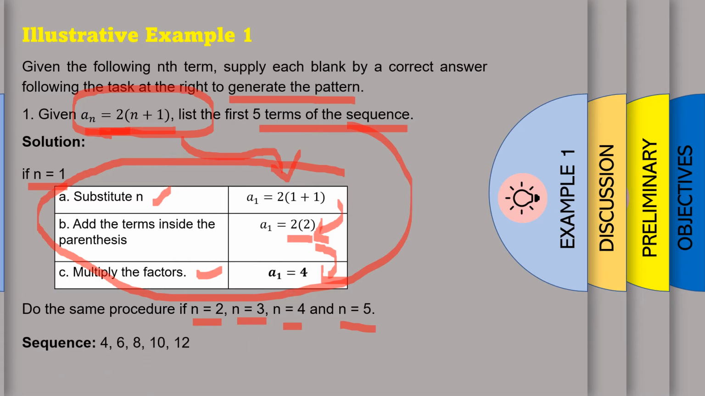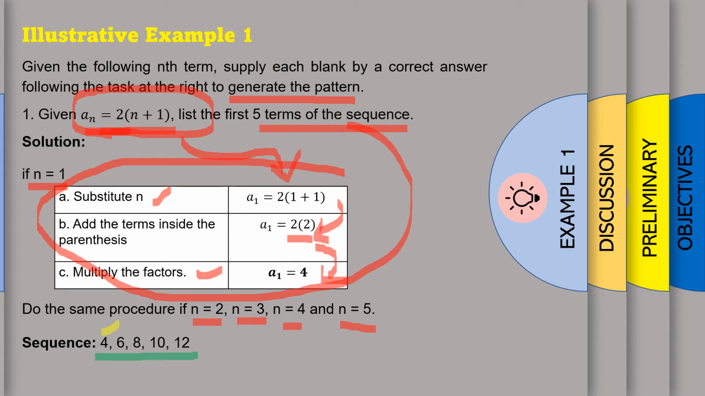So, the sequence now is this. This will become our new sequence. So, you have 4, 6, 8, 10, 12. So, this will be the first 5 terms of the sequence. So, nakuha natin kanina na yung first term niya is 4. And then, ang second term niya is yung 6, followed by 8, 10, at saka 12.